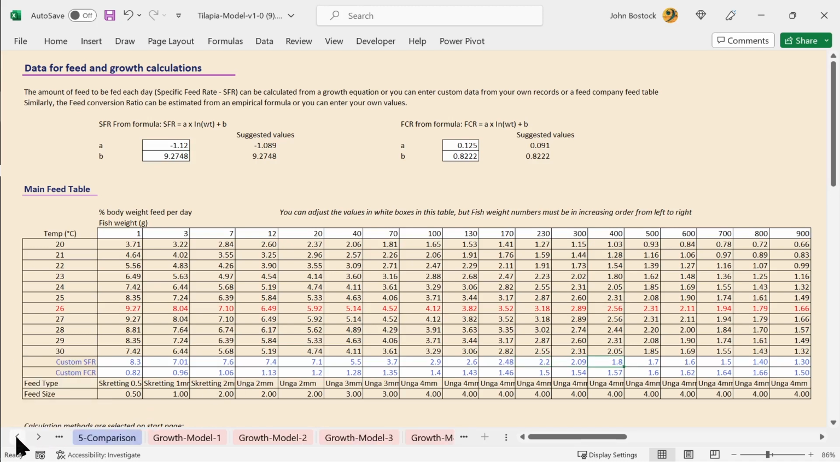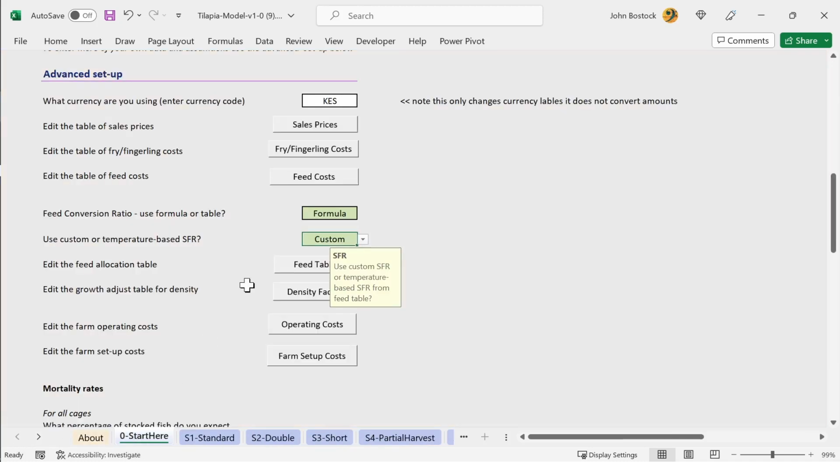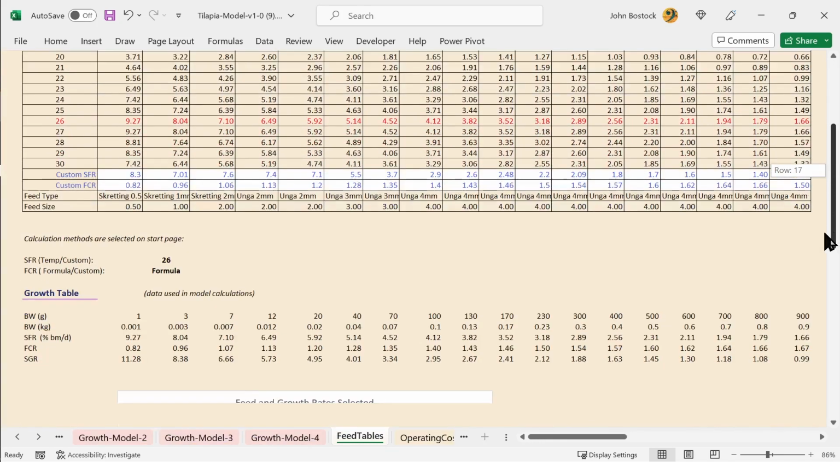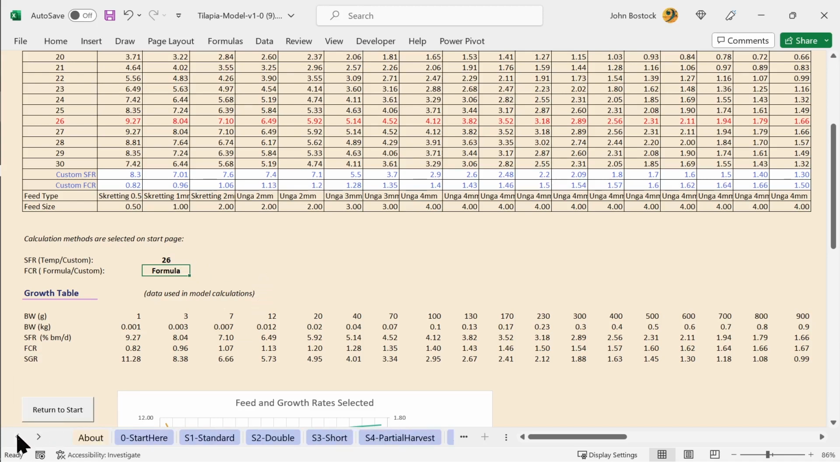The choices made on the 0-Start Here sheet are shown below the main feed table. The default values are to use the feed table calculated from the formula and give the SFR values, and to use the FCR formula to calculate the FCR. In this case, the SFR value shows the site temperature that will be used, which was set on the 0-Start Here page. If you decide to enter your data directly into the feed table, then your choices will be shown like this.